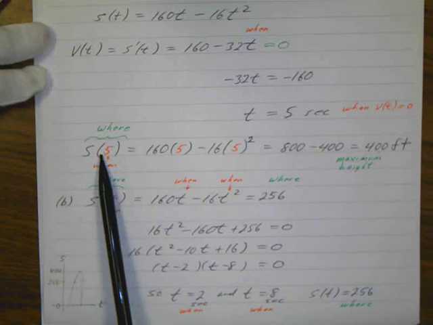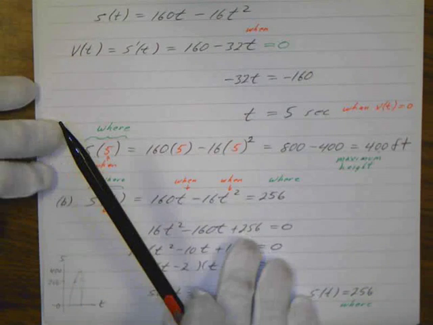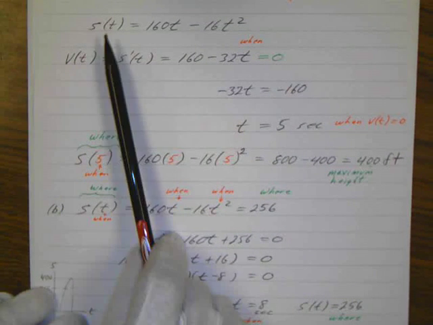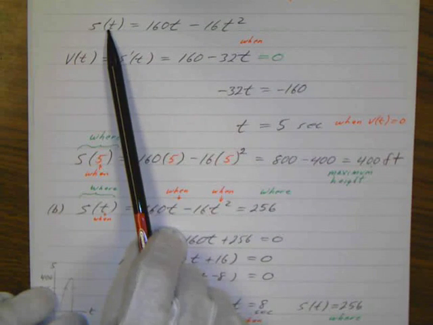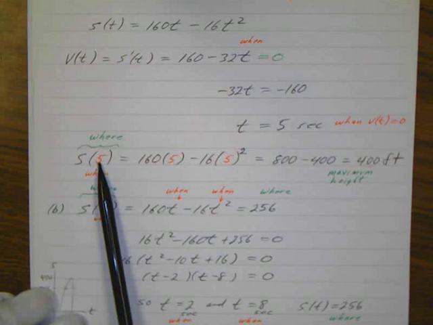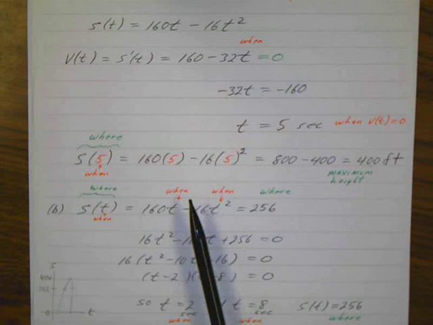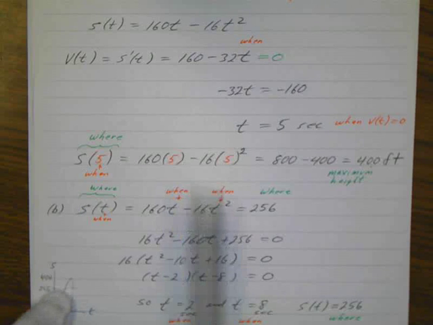So I put 5 in the original function. This was the position function, pardon me. So this is my position function, s as a function of time. Now I'm going to put 5 in here. That's going to be my time, that's the when. And I want to find out where it's going to be. That will be the maximum height, because that's when the velocity is 0.